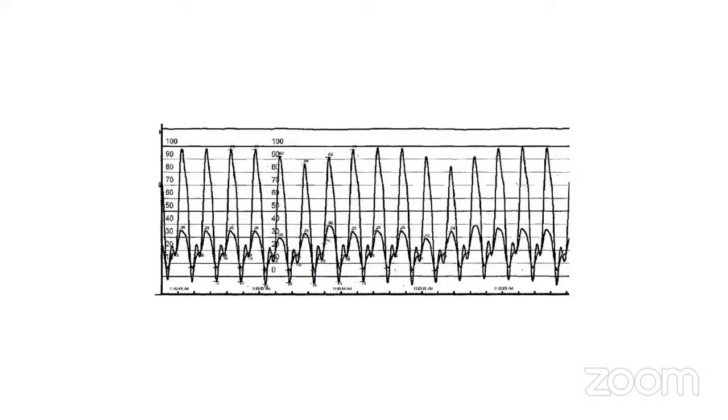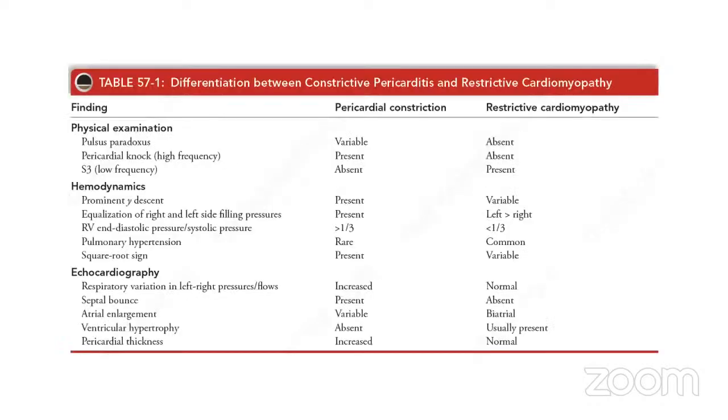It is important to understand this because some conditions may mimic constrictive pericarditis, most importantly restrictive cardiomyopathy, which is also a disease of impaired filling. However, it is a diastolic dysfunction, which leads to impaired filling. There are some differences, and there are some signs and symptoms which a clinician can use to differentiate between these two conditions.